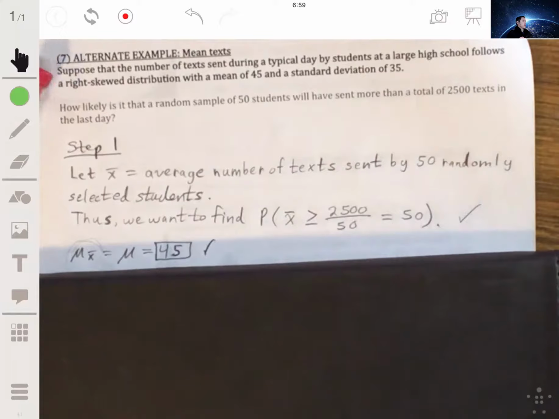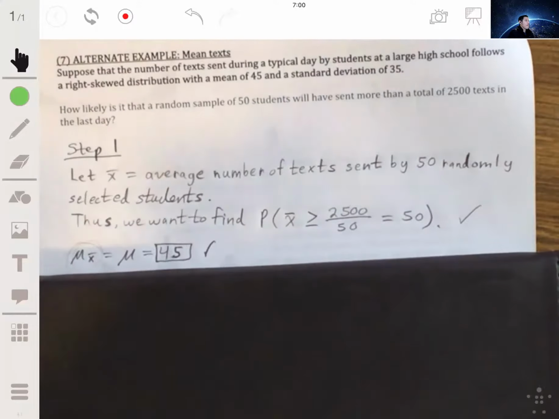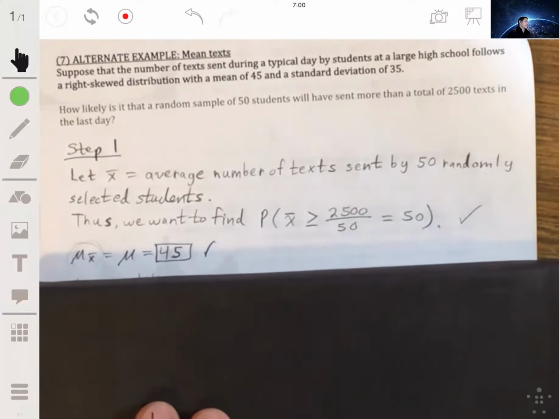Now, again, to calculate the standard deviation, we have to satisfy the 10% condition. And to basically use a normal distribution, we also have to check that our sample size is at least 30. However you want to word that in your problem depends on your style, maybe your teacher in your class. But make sure you always address what you're trying to find, address the mean or the center, the spread or standard deviation, and the shape, in this case approximately normal.